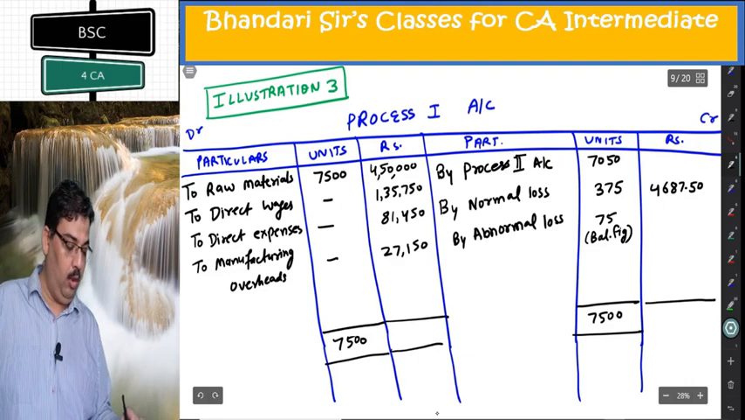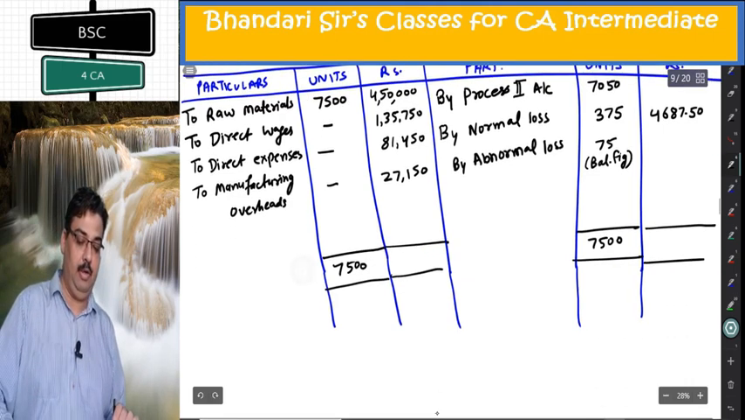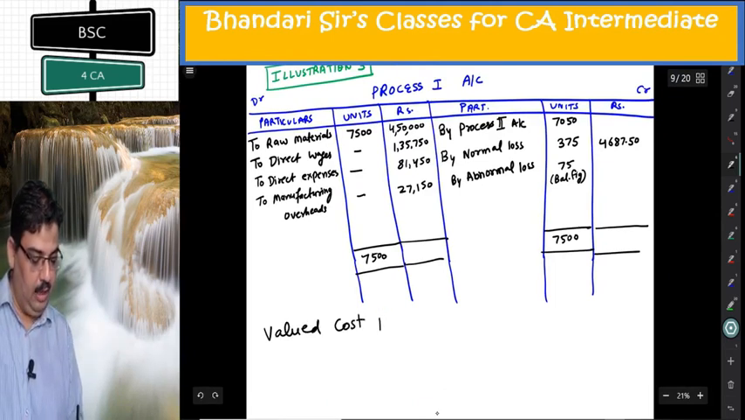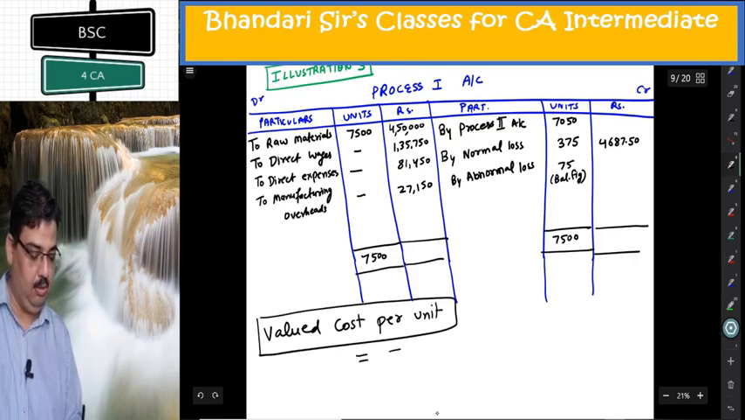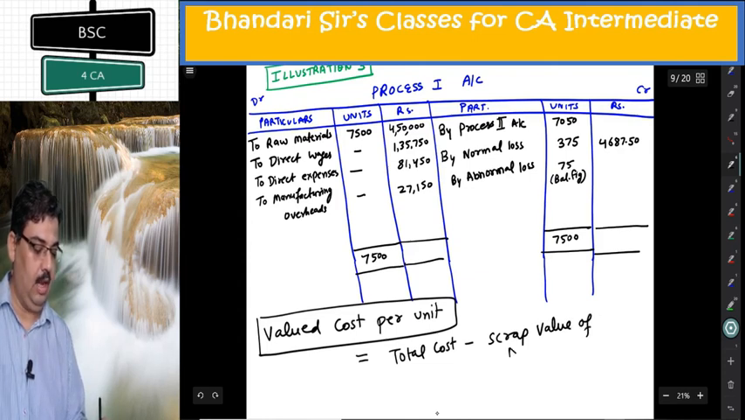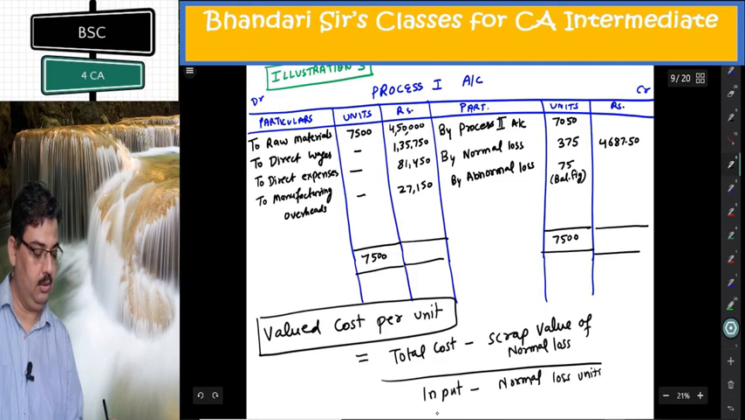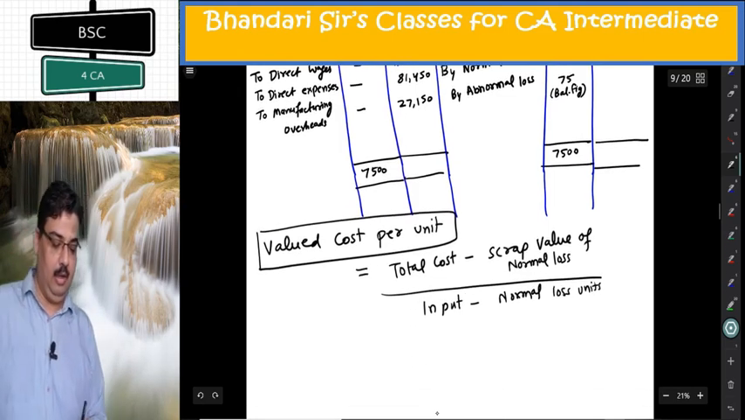Now in the amount column, before I do that, I need to get the valued cost per unit. So I need to do the working note. How do I compute valued cost per unit? It is equal to total cost minus scrap value of normal loss, whole divided by input minus normal loss units. Means expected output is the denominator there.